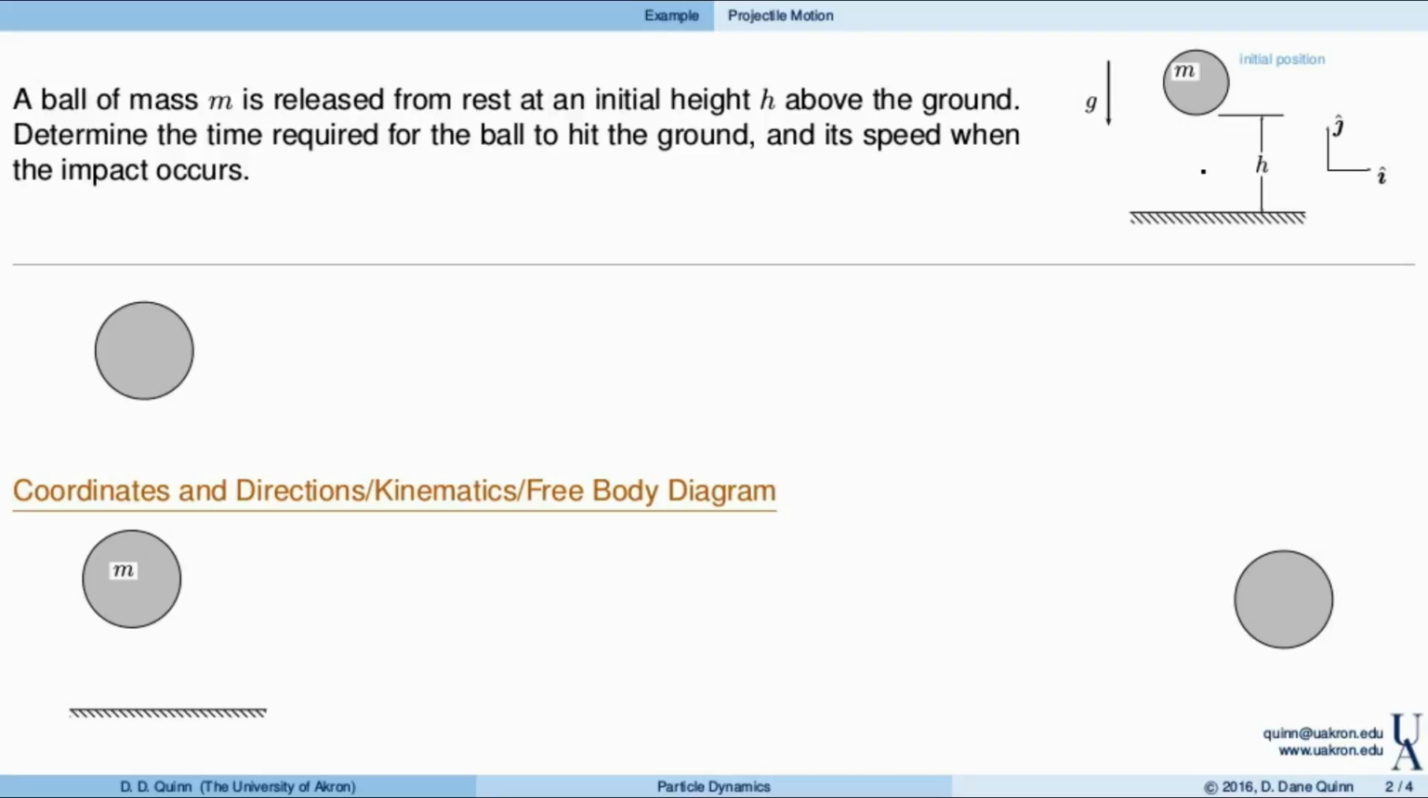So when I look at this problem, we find that the only force acting on the particle is due to gravity. Again, this is projectile motion. So we have a force due to gravity. So the only force that acts on the particle arises from gravity.